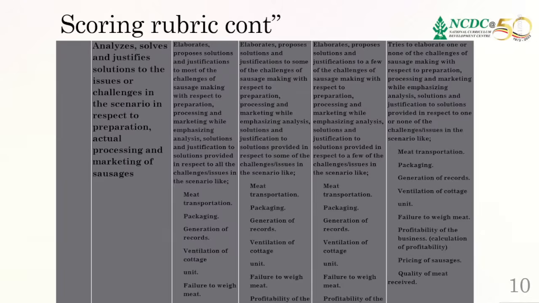Then score 2, elaborating and proposing solutions and justifications to a few of the challenges. Then score 3 proposes solutions and justifications to some of the challenges. And then score 4 elaborates or proposes and gives justification to most of the challenges of sausage making.